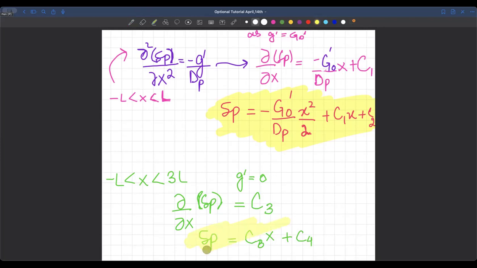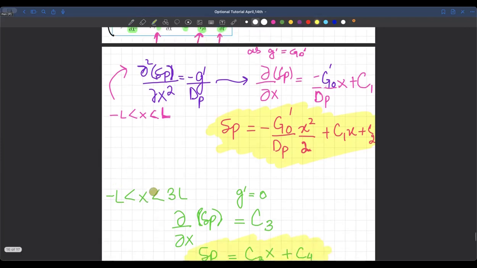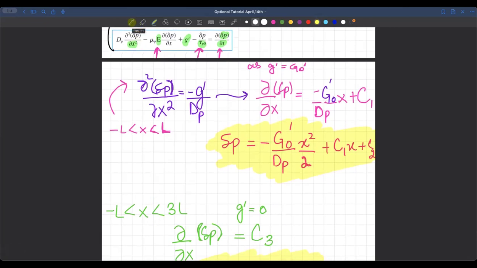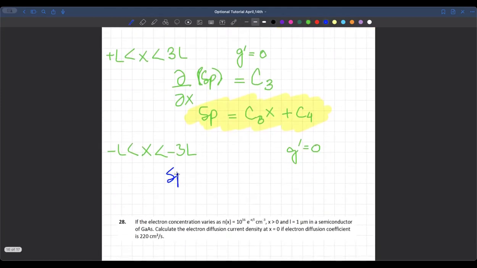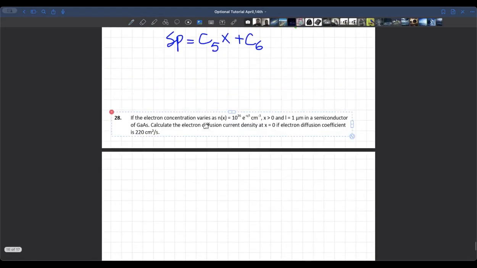This is the case for the region, sorry, why am I saying negative L? It's plus L to 3L. I'll do the same thing from negative L to negative 3L, of course. Again, here you know there is no generation, so I can simply copy this one. The equation will be exactly similar, just with different constants, C5x plus C6, because it's essentially the same equation. In both regions, the generation rate is zero.